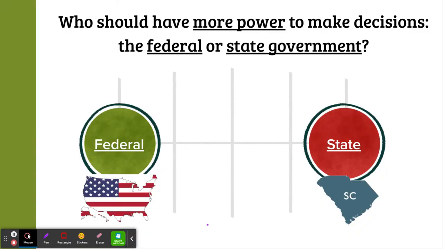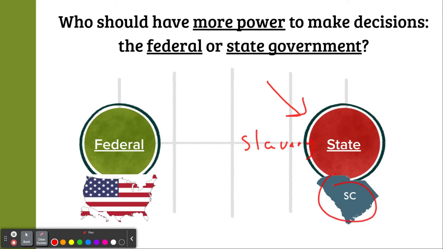So the big question for today is, who should have more power to make decisions, the federal or the state government? If you were a Southern state at the time, you thought states should decide. Let me grab the pen here. And when you say that the states should decide, you say that the states should be able to decide on issues like slavery. Meaning, if an individual state wants to do its own thing, like South Carolina, they should be allowed to do it, even if the other states don't want to do it.